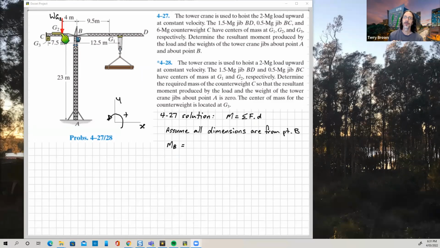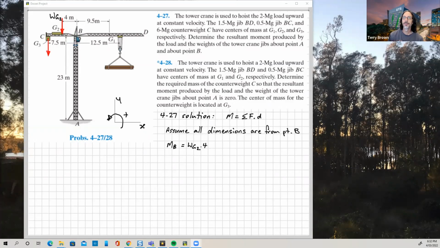WG2. So the weight of, it tells me in the question that the weight acts through its center of mass, which is at point G2 here, which is 4 meters away from this witness line, which I'm assuming lines up with point B. Right, so the moment there is WG2 times 4, because we can see the perpendicular distance from the point we're calculating moments about, point B, to the line of action of the force. That perpendicular distance there will be 4.